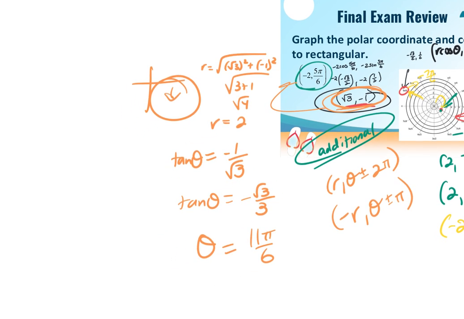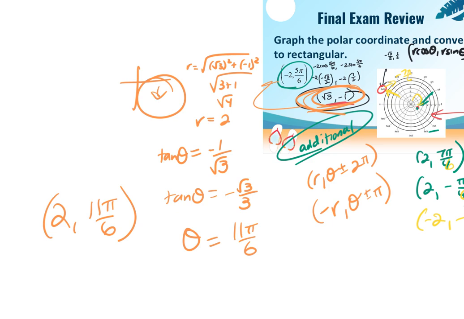So if I was converting back from root 3 comma negative 1, my answer would actually be 2, 11 pi over 6, which is one of the names for this coordinate point. But that's what you would get. So that's kind of 2 questions in one. One where you're graphing, converting, and finding additional points, and then one where you're going the other direction, where you've got rectangular and you're going to polar. All of that is on the open-ended portion.